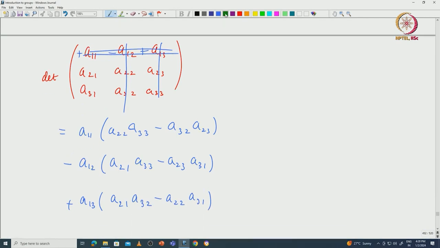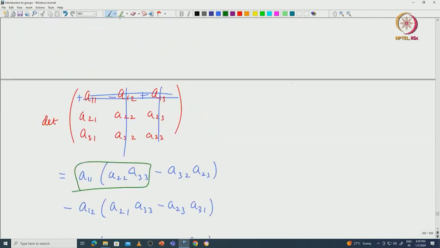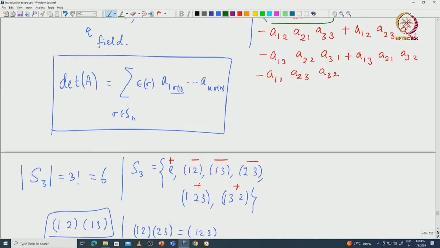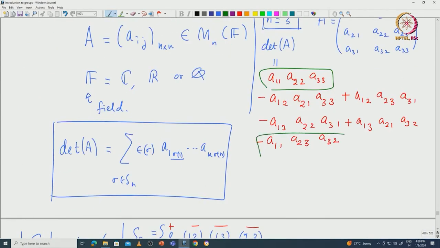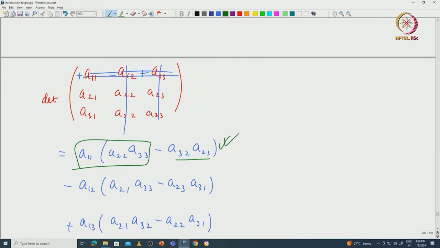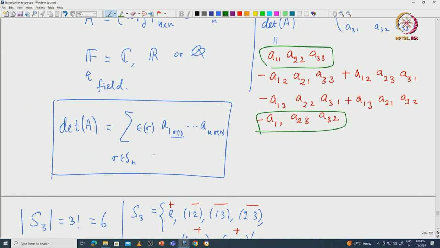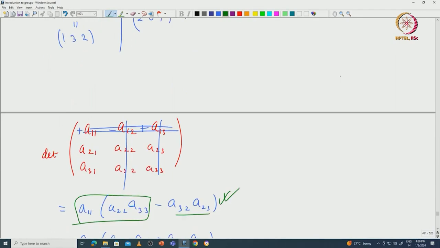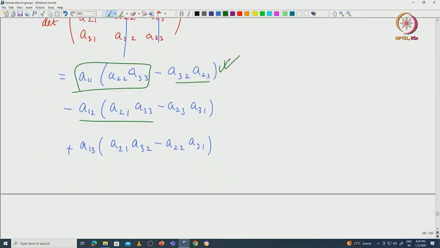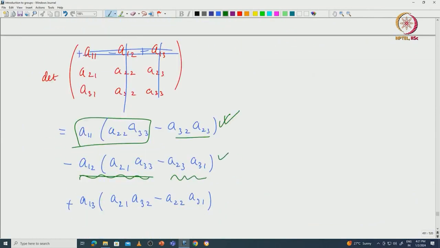It's clear that the very first term, A11 A22 A33, is there. Then let's check the second term, A11 A32 A23, with the minus sign. That is matching. Similarly, you can see A12 A21 A33 with the minus term is here, and A12 A23 A31 with the plus sign is also matching. I will leave it to you to check the rest.